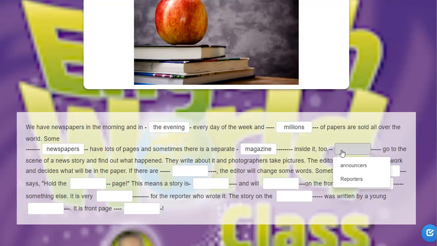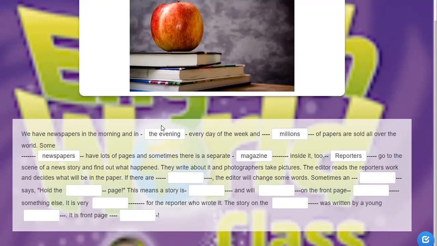Announcers or reporters. Of course, reporters go to announcers. Maybe the place is in the studio, but the reporters, as we see in Al Arabiya or these news channels, we see reporters go everywhere and speak to us, the viewers, about what they see in the action place or the location of the action. They go to the scene of the news story and find out what happened. They write about it, and photographers take pictures.